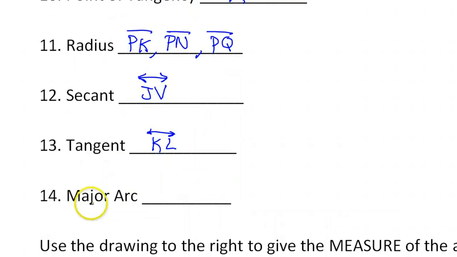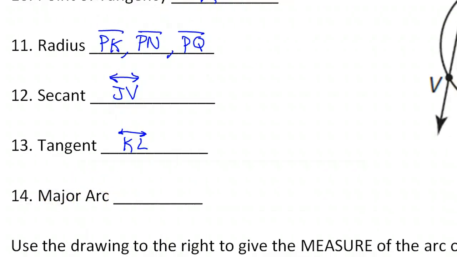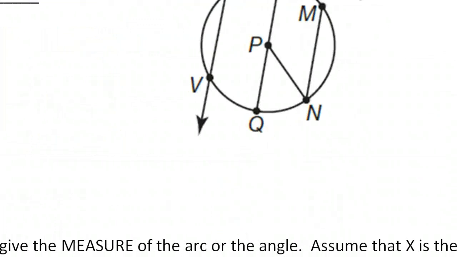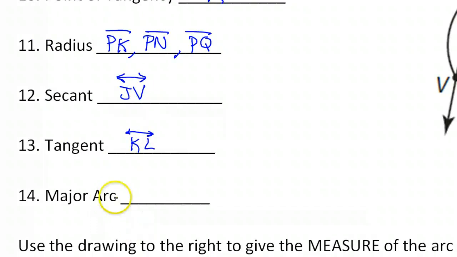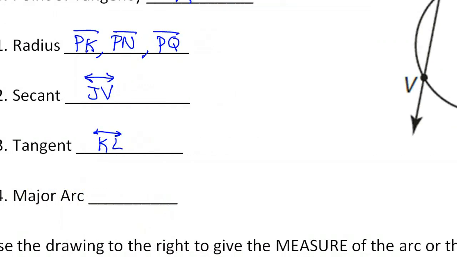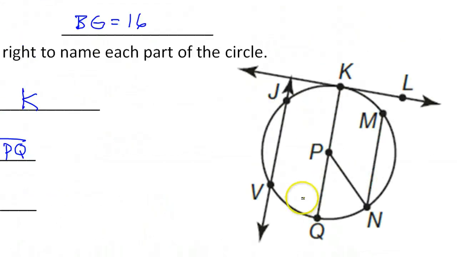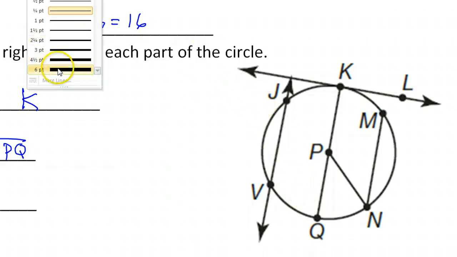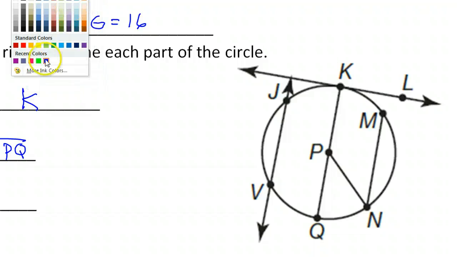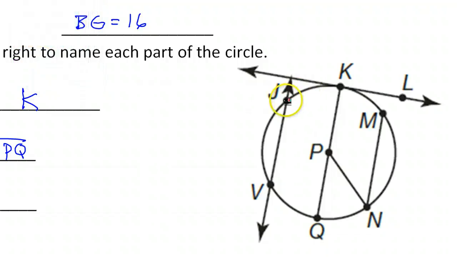A major arc is an arc that is bigger than half the circle, bigger than 180 degrees. You must use a three-letter designation to name a major arc. Otherwise, if you just pick two letters, it's assumed to be the short way. So there are many possible answers that you could put. But one example would be, alright, say if I look, this would be an example of a major arc.